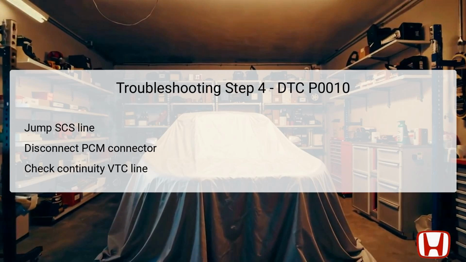In the fourth troubleshooting step, jump the SCS service check signal line using the HDS to enter the shorting test mode. Next, disconnect the PCM (powertrain control module) connector, specifically connector C, with a 51-pin configuration, to isolate the solenoid testing circuit from the PCM.